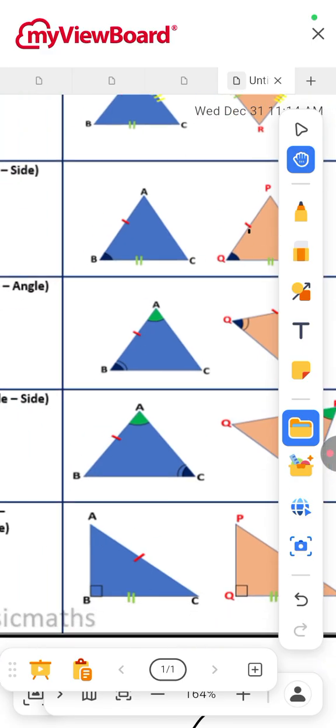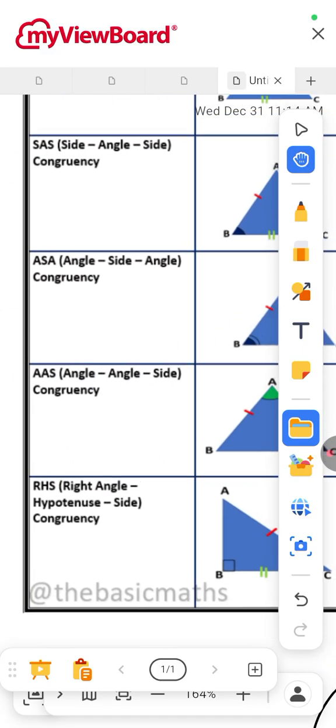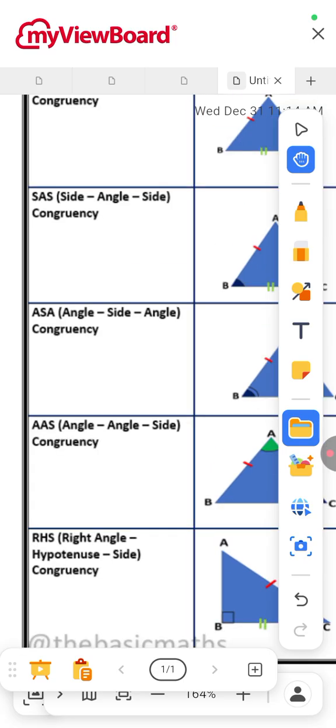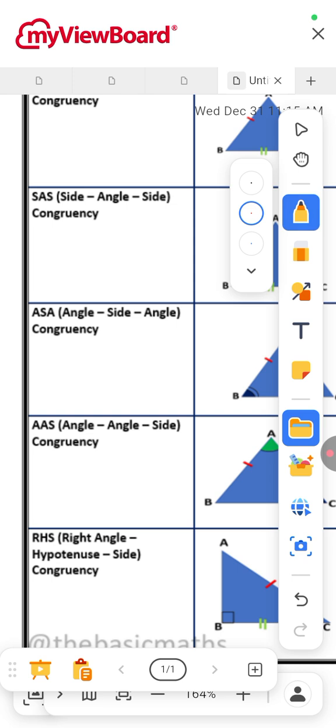Okay, let's move. The fourth one, that's AAS. I have two corresponding angles. So the AA there means two corresponding angles, then one non-included side. This S here is not in between the angles, unlike the third one, which is in between the angles. So this S here is a non-included side. That is, I have two corresponding angles and a non-included side to be equal.